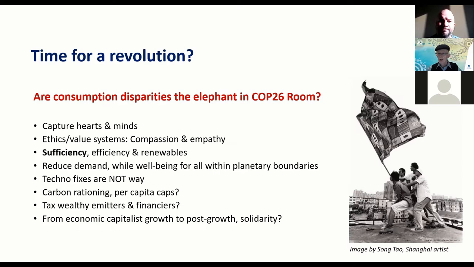And so it's just not the way. As I mentioned and others have mentioned, carbon rationing and carbon budgets, per capita caps seem to be the way. And actually I'm beginning to think this, that we need to move from the economic capitalist growth to what people talk about as a post-growth or even degrowth, or solidarity, social and solidarity economy.